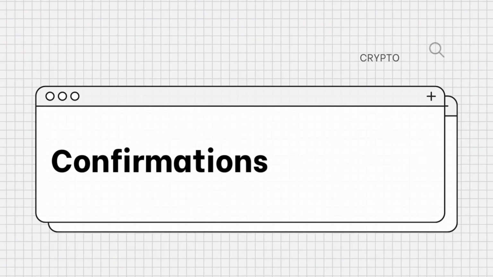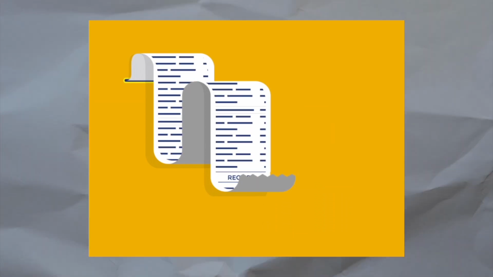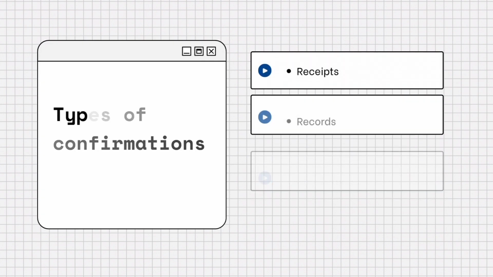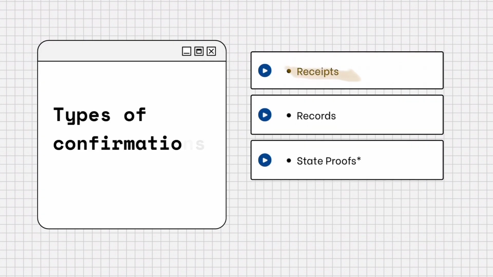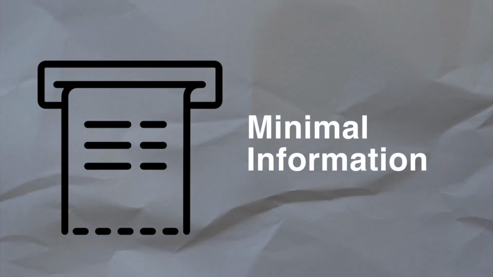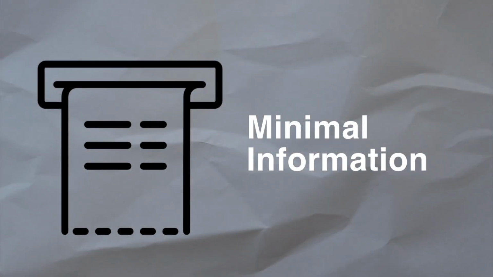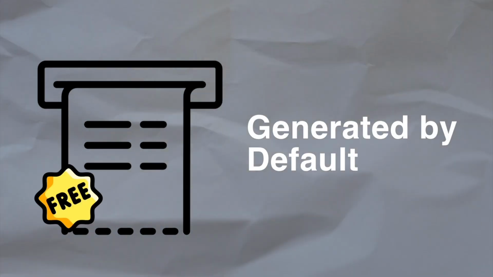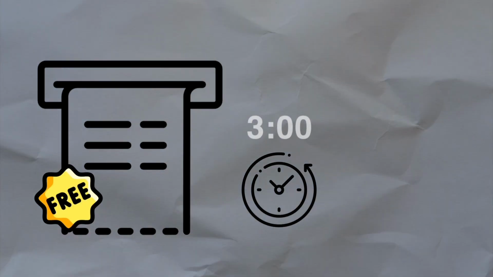Confirmations. Once a transaction has been submitted to the network, the user may seek confirmation of it being successfully processed. There are 3 types of confirmations available. 1. Receipts. 2. Records. 3. State proofs. Receipts provide minimal information describing whether or not the transaction was successfully processed in a consensus. Receipts are generated by default, they're free, and they persist for 3 minutes.